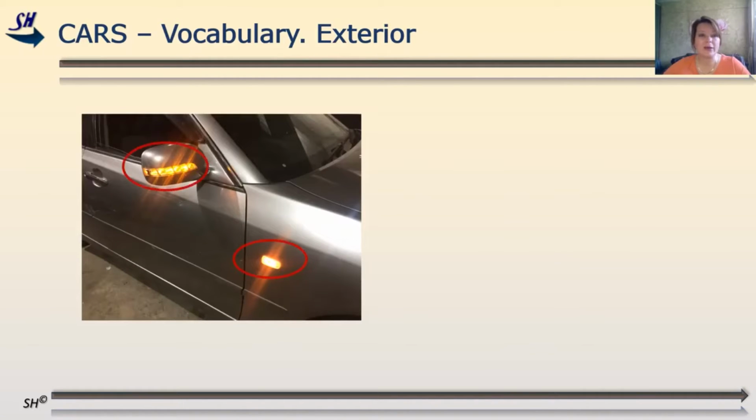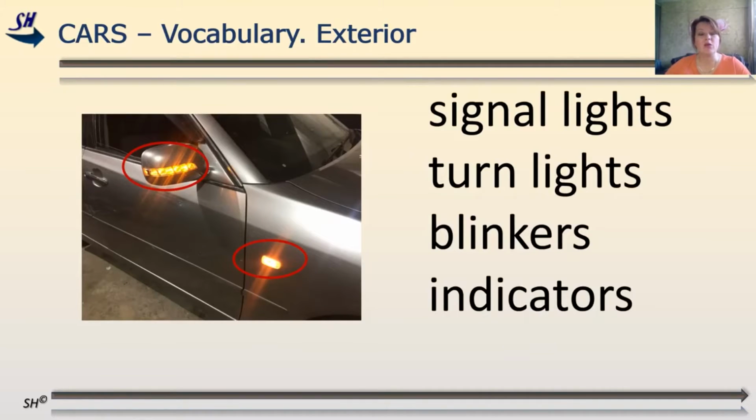Now, looking at these blinking things, if you want to turn to the left or to the right, and you want to show other drivers which way you are planning to go, you turn on signal lights. They are also called turn lights, which is pretty logical. They're very often called blinkers in the United States or indicators in Britain. Indicators is also pretty logical. You indicate where you want to turn. So it's either signal lights, turn lights, blinkers, or indicators. You choose.